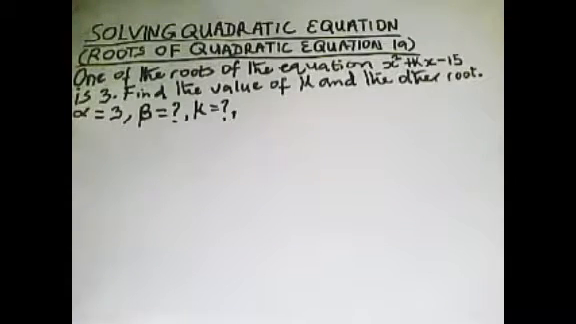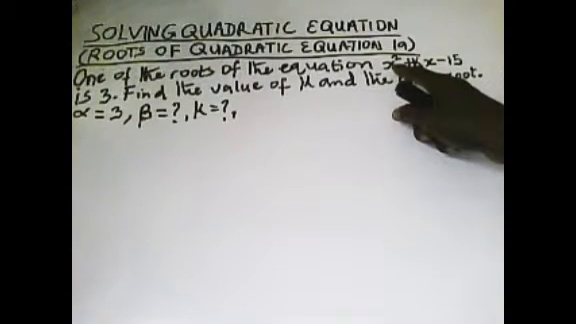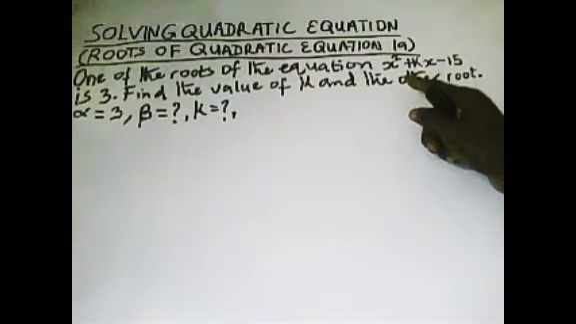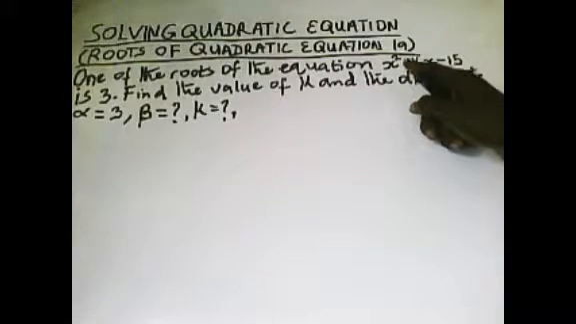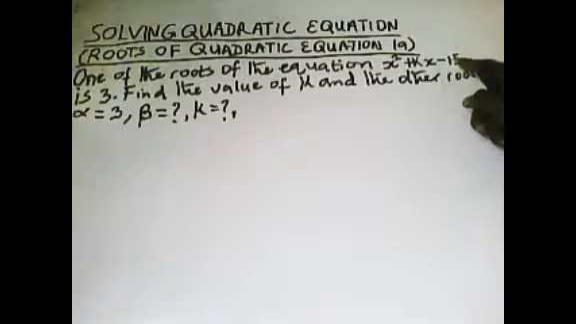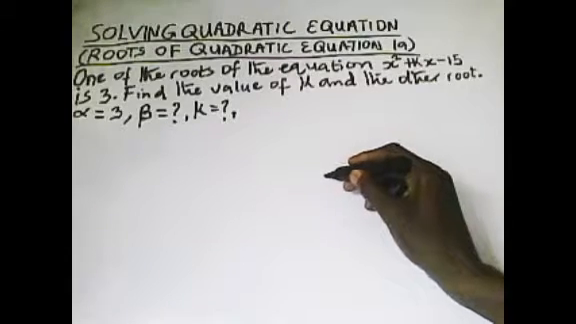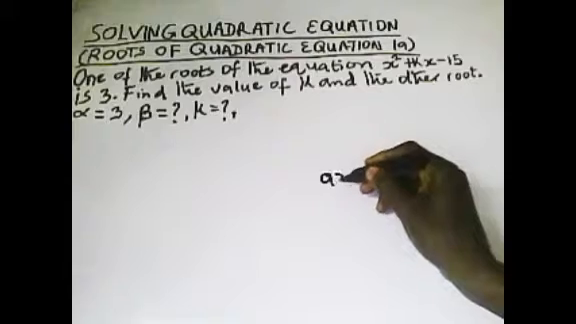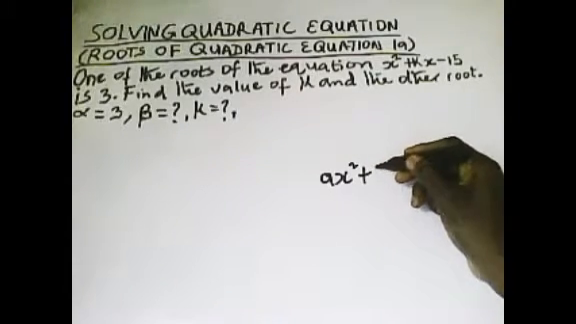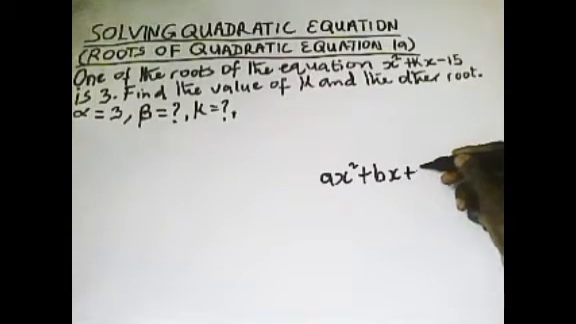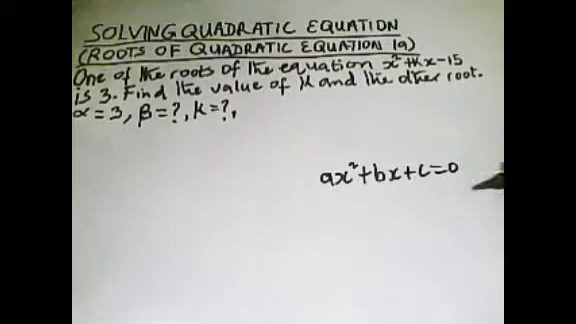The key to answering this question lies in the quadratic equation itself. Here we are told that the quadratic equation is x squared plus kx minus 15. What does this mean? Let's come down to this place. Let me write out something here. We know that the general form of any quadratic equation is ax squared plus bx plus c equals 0. This is the general form of every quadratic equation.